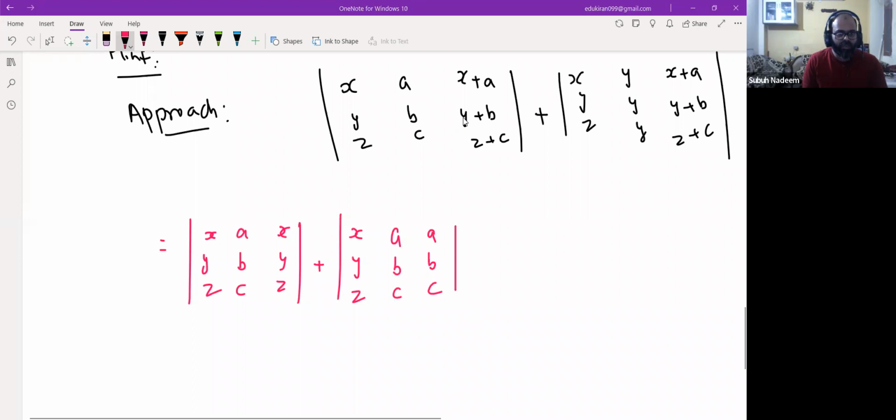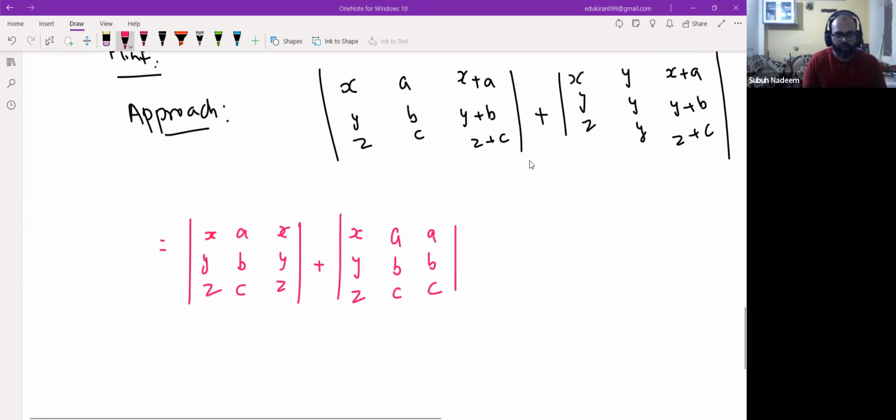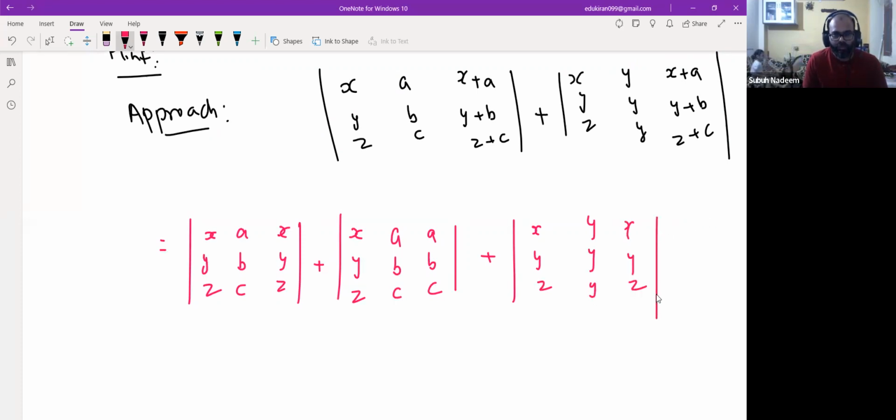Adriel is saying it is option B. Option B, let's see, what is Y into A minus B. I think B is correct, so let us solve it. Plus, we split this one also: X, Y, Z, Y, Y, Y, X, Y, Z, plus X, Y, Z, Y, Y, Y, A, B, C.